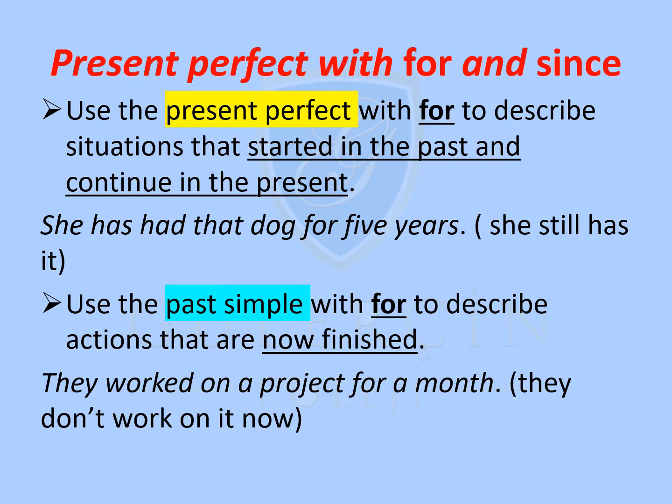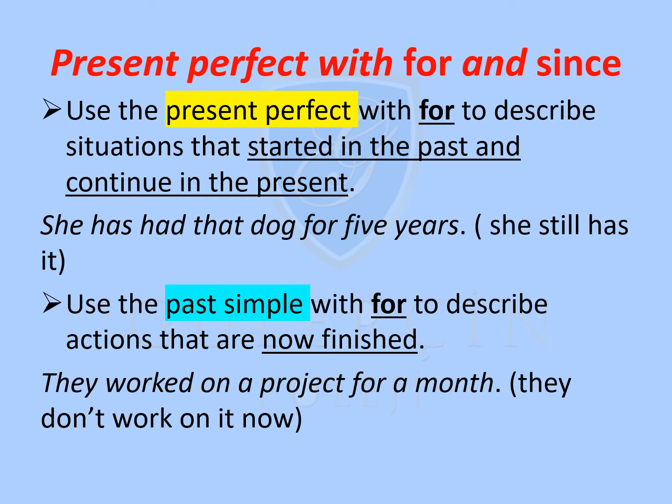Today's topic is present perfect with for and since. First, let's see the use of for in the present perfect and the use of for in the past simple. Use the present perfect with for to describe situations that started in the past and continue in the present. Example: she has had that dog for 5 years. It means that she still has it.